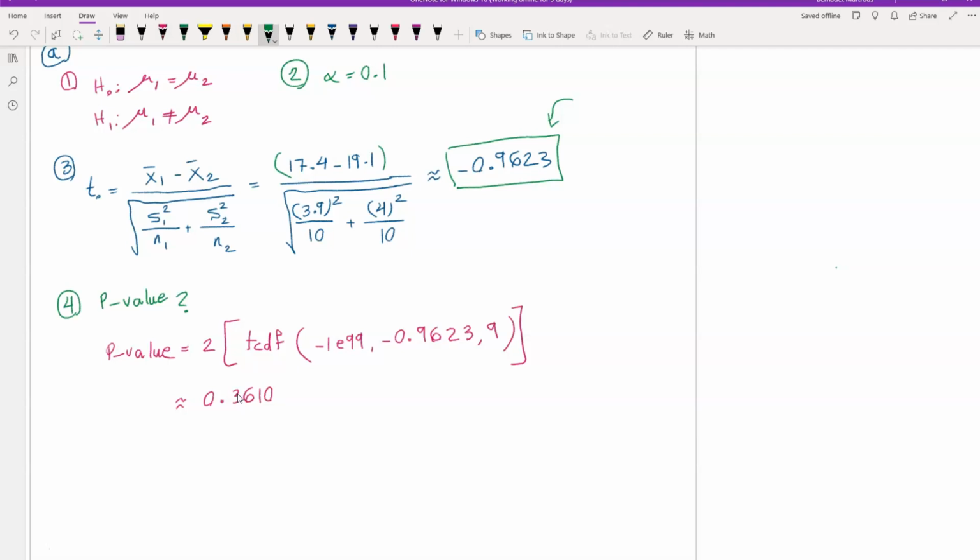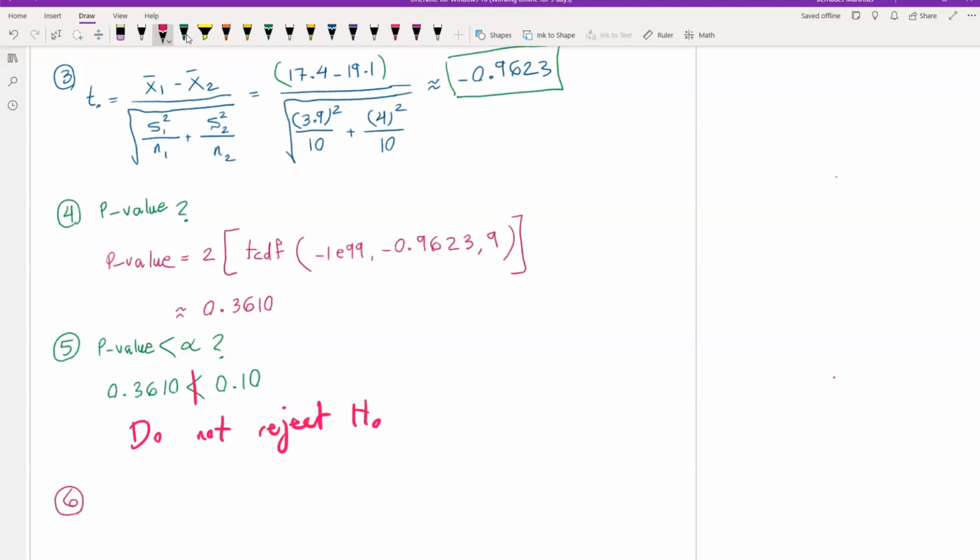Now that we have our p-value, we can compare that with alpha and see if we have to reject or not. So if the p-value was less than alpha, we have to reject. Alpha is 0.10. So this is not less than, that means do not reject. So do not reject the null.